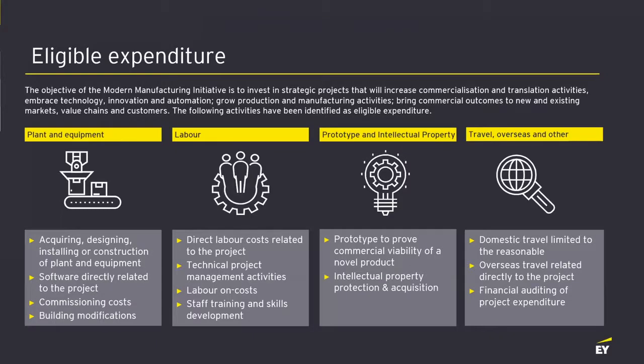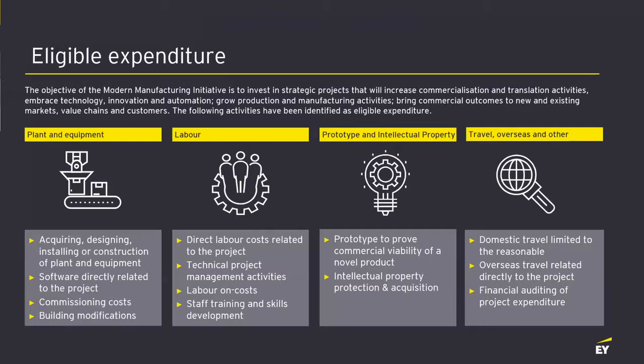But what are the eligible costs that you can include in this? It's really your usual suspects. So you're looking at things like plant and equipment, covering the design, acquisition, installation of plant or equipment. It can also include software, where the software is needed to facilitate the project that you're undertaking. We can cover labor costs, such as direct labor costs for employees, technical project management, but not administrative project management.